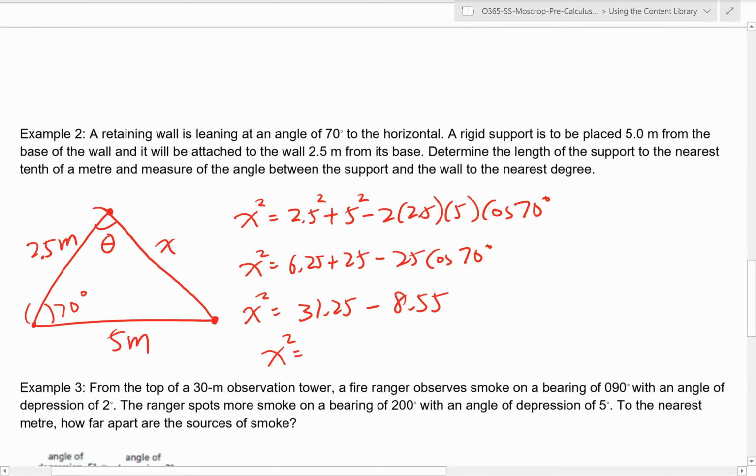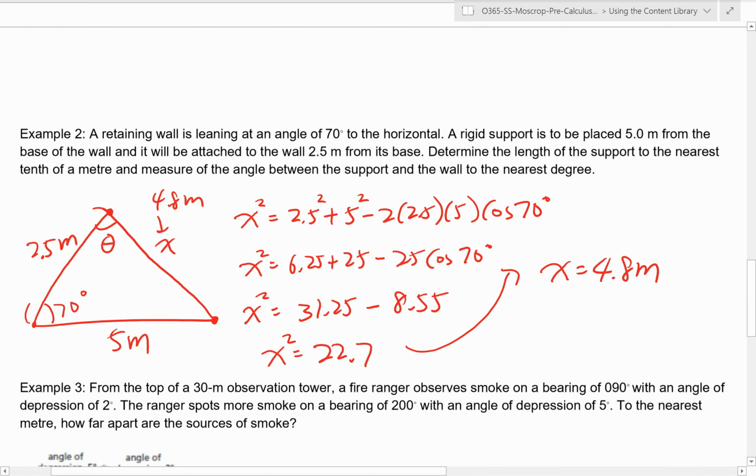However, you do not actually punch in 8.55 on the calculator. You use the answer key button on your calculator to get the exact value, or at least not a rounded value. This is 22.7. And then now I'm going to take the square root of the answer. And I get 4.76, and we are rounding to the nearest tenth of a meter, therefore 4.8 meters. So we know x is going to be 4.8 meters.